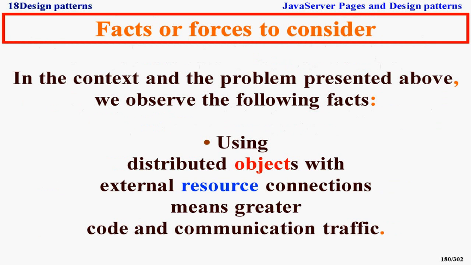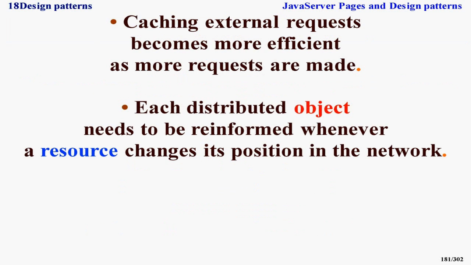Facts or forces to consider. In the context and the problem presented above, we observe the following facts. Using distributed objects with external resource connections means greater code and communication traffic. Caching external requests becomes more efficient as more requests are made. Each distributed object needs to be re-informed whenever a resource changes its position in the network.